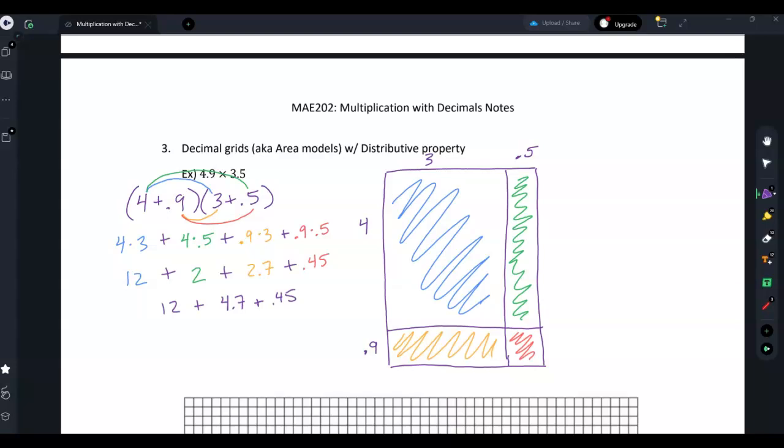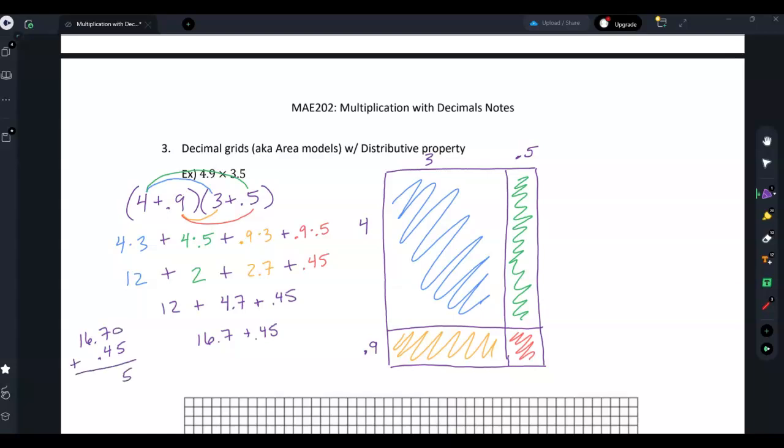And then let's see, 12 plus 4, that would be 16. So this is going to be 16 and 7/10 plus 45 hundredths. And then finally, however you like to best do this. Remember, when we're adding, though, we have to line up the decimals.